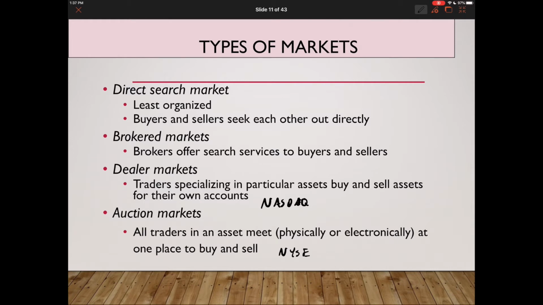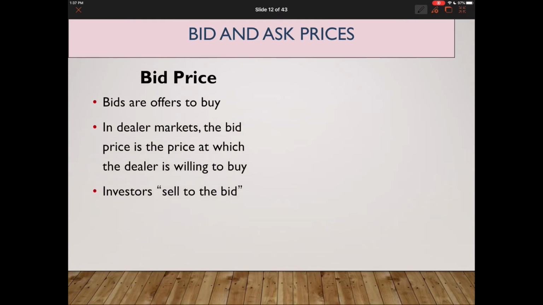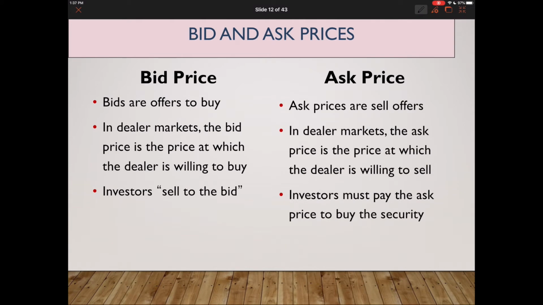So before we get into some different types of orders on these different markets, just a quick refresher on market orders. We've talked about this in previous chapters, but first would be your bid price. Remember, bids are your offers to buy. In dealer markets, the bid price is the price at which the dealer is willing to buy. And then the investors sell to the bid, so that's the price that they would receive. Ask prices are sell offers. In these dealer markets, the ask price is the price at which the dealer is willing to sell, and the investors must pay the ask price to buy the security.